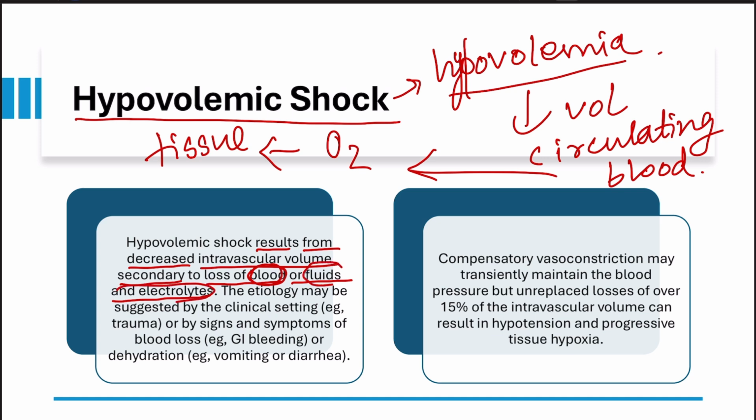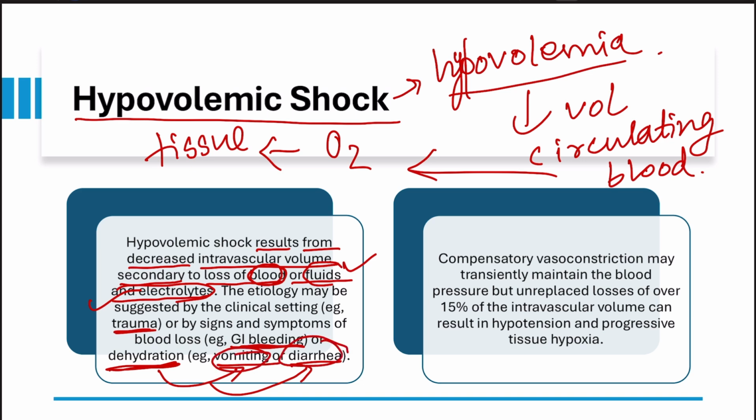So let's see the etiology. It can be due to trauma, that is there can be loss of blood, or it can be due to some non-traumatic causes of loss of blood like GI bleeding. On the other hand, we have the loss of fluids and electrolytes. So it can happen in the form of dehydration, that is by vomiting or by diarrhea. So these are the different reasons for hypovolemic shock.